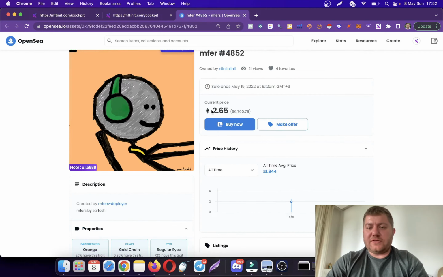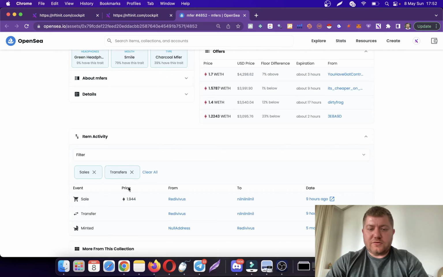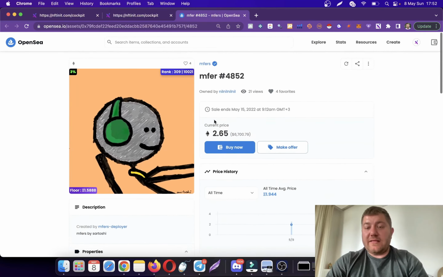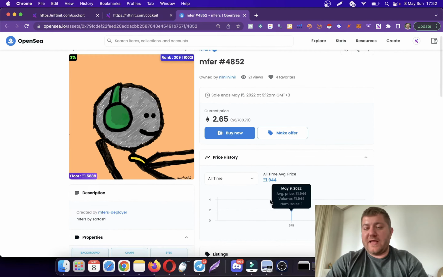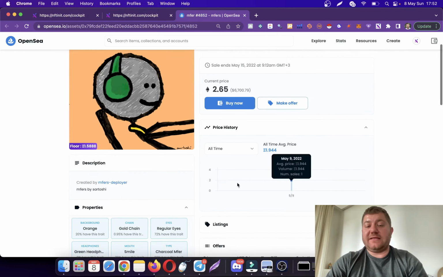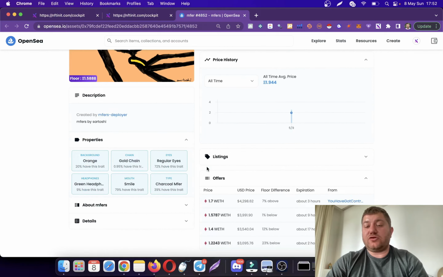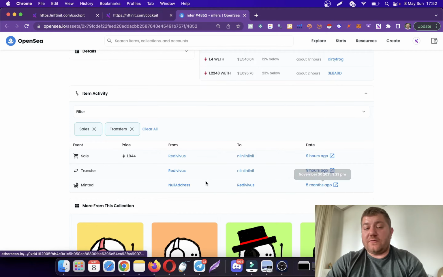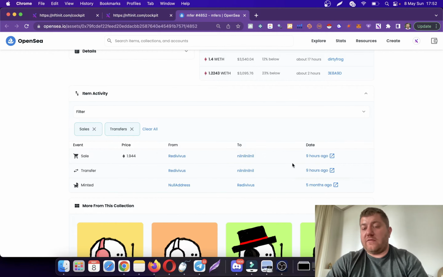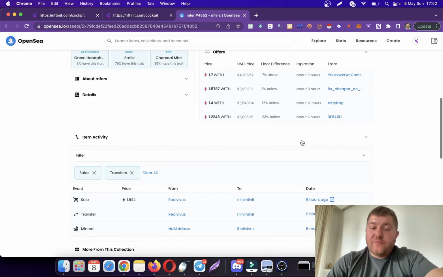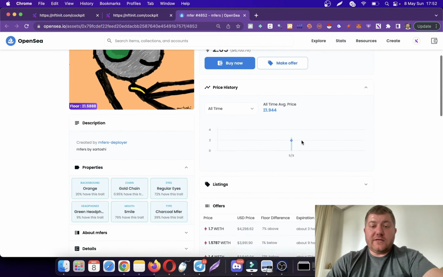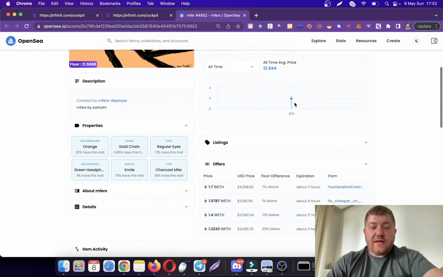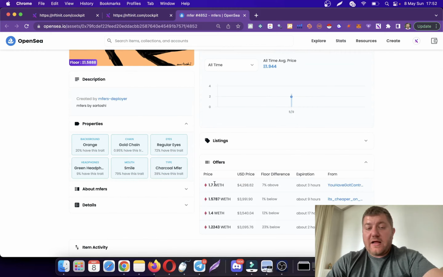You see, this person got it for 1.9, and now he's listing it. He's trying to flip it, and it was the first time that this NFT was ever sold. So maybe this person actually minted it 5 months ago, and he just sold it now after 5 months. So I would say this was a good one, and it was already an offer above the floor price, you see, because it's a rare one.